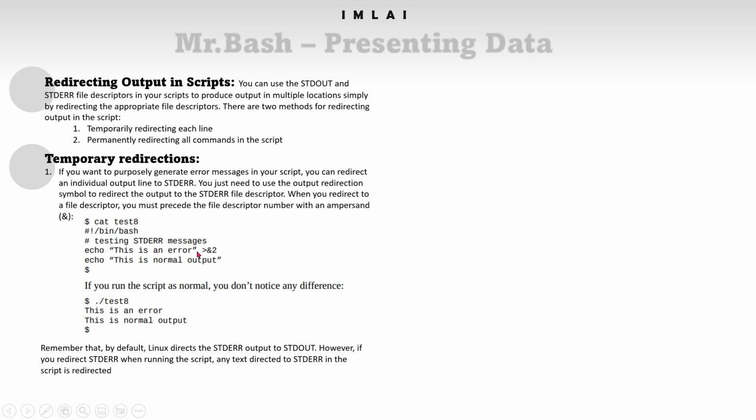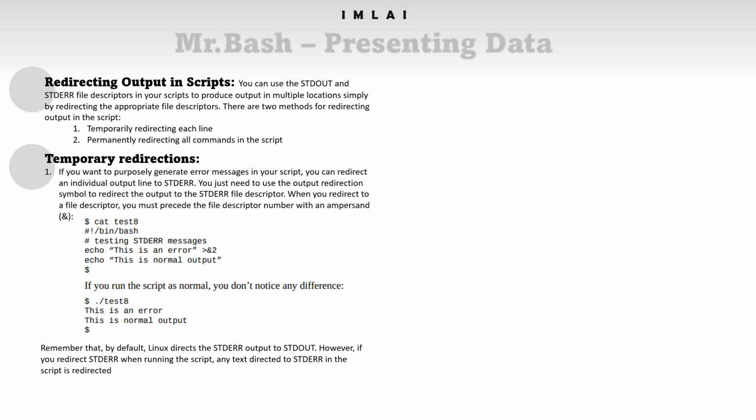Then echo "This is normal output". This is actually normal output, but we are showing a way to push it. But this is a temporary redirection, not the actual redirection. If you run the script as normal, you don't notice any differences because this is a temporary one. So you have to use an ampersand to redirect a user defined error to standard error.